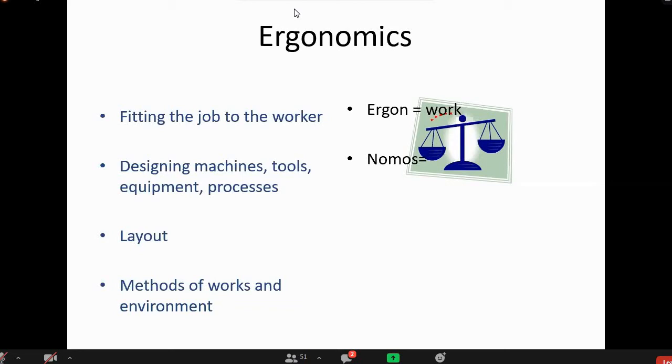For example, if we're talking about a kitchen, the right triangle should be between the fridge, the stove, and the sink. If it is not put in the right triangle, it is going to affect the chef who has to move around in the kitchen. So layout is also very important. And then methods of work and environment, of course, are very important. So all these things combined together are called ergonomics, right?